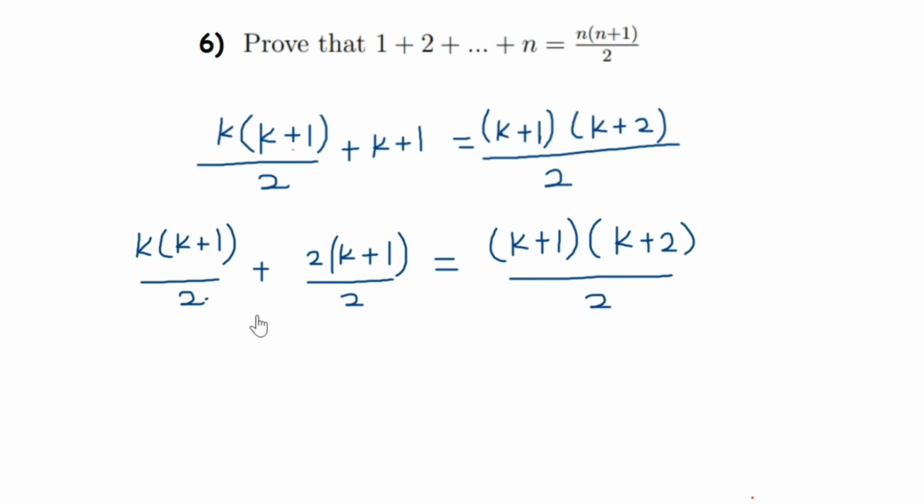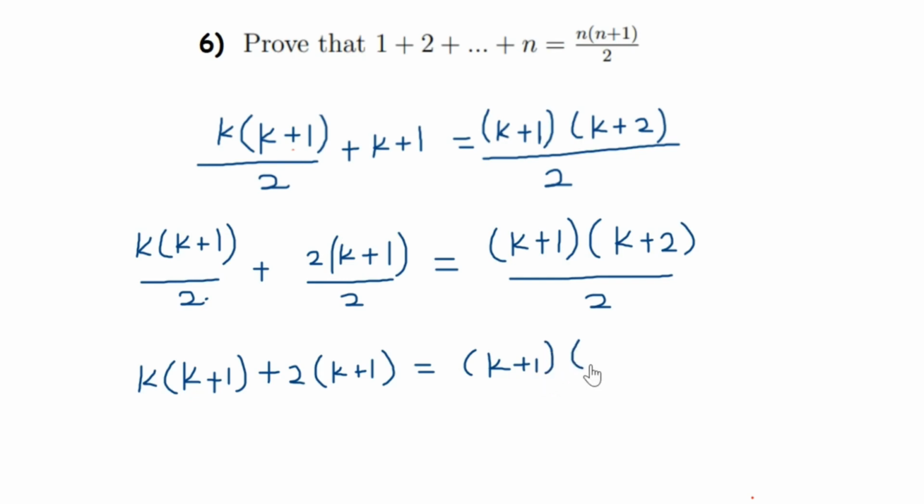So what happens here is that when you look at this, you can see that all the denominators are the same, so you can leave the denominators and focus on the numerators. Focusing on the numerators, I have k multiplying k plus 1, plus 2 multiplying k plus 1. This should be equal to k plus 1 multiplying k plus 2.